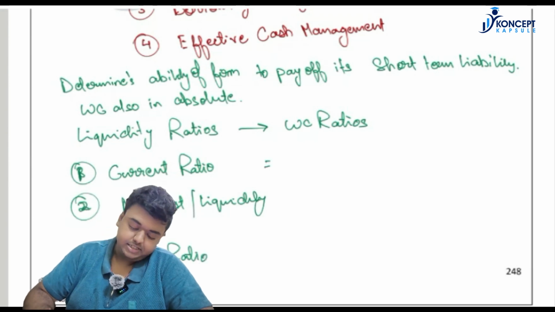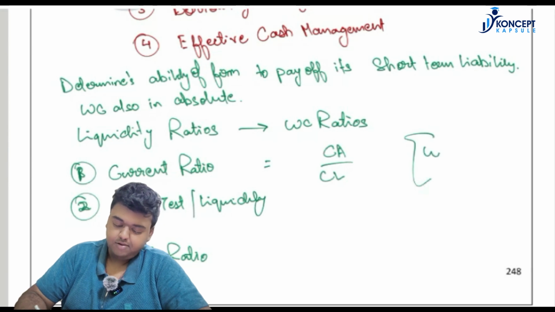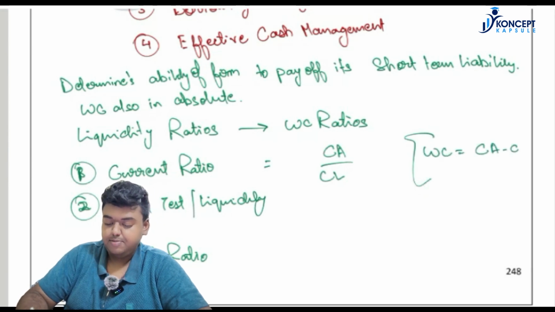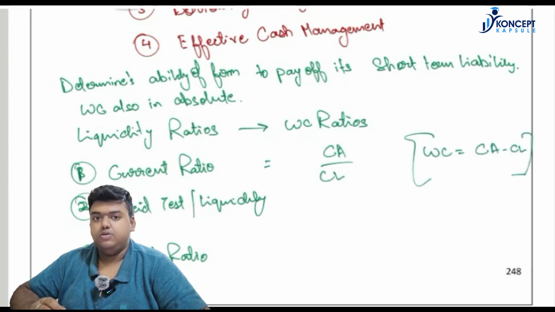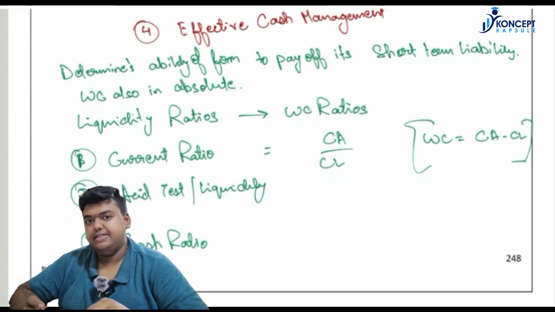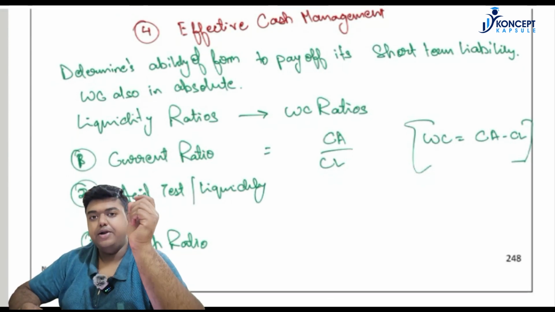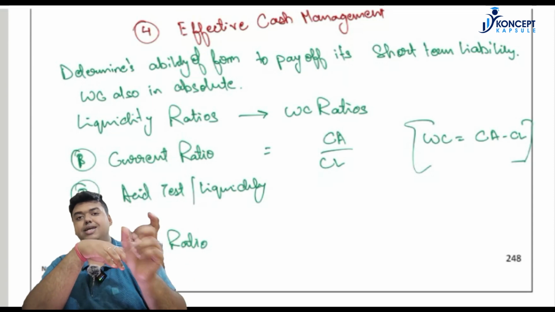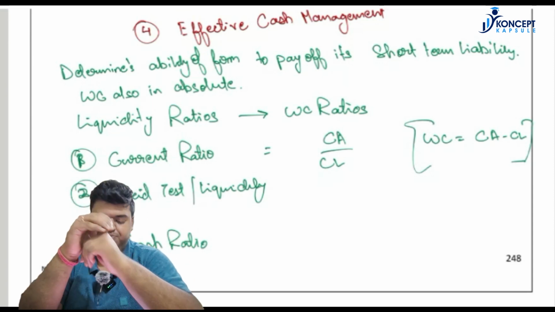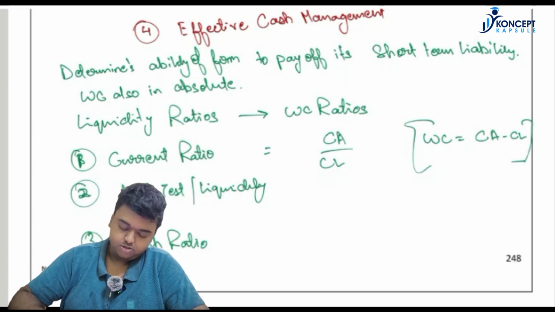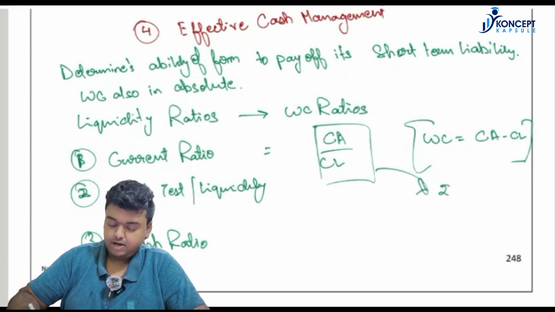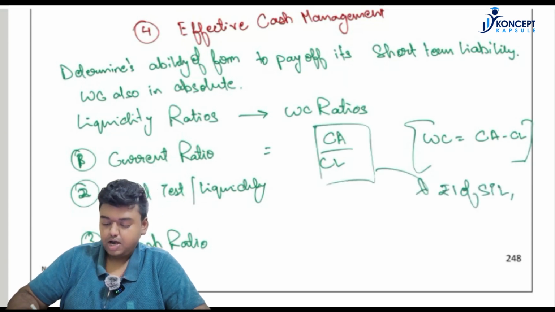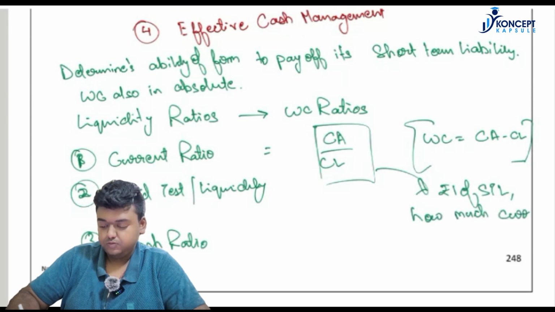In the current ratio, it is given as current assets divided by current liability. What was your working capital? Working capital was current assets minus current liability. So basically, it indicates that in order to pay 1 rupee of your short term liability, how many current assets you have in the business. We will see it again. This shows that in order to pay rupee 1 of short term liability, how much current assets you have. Guys, are we clear?